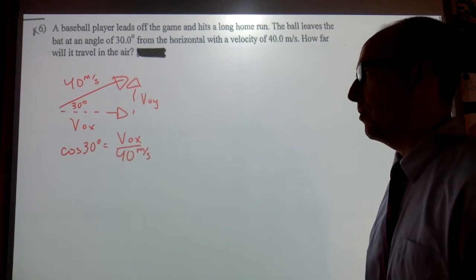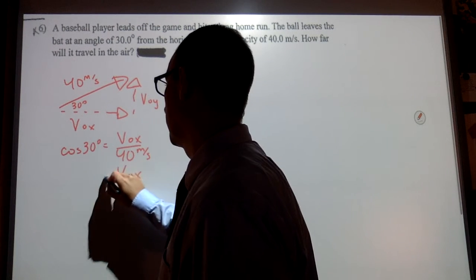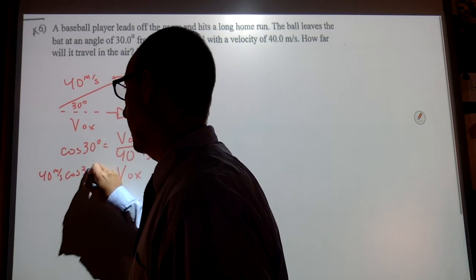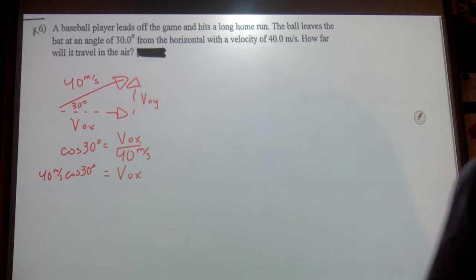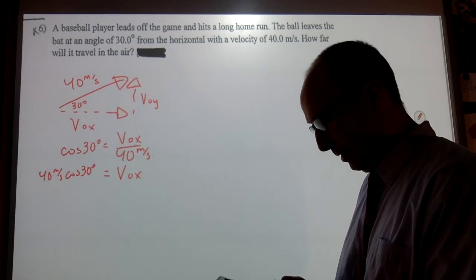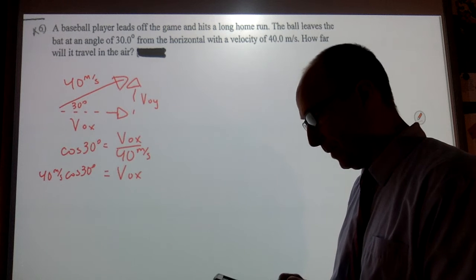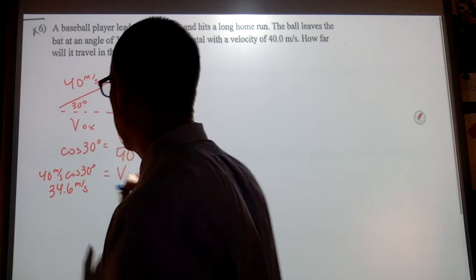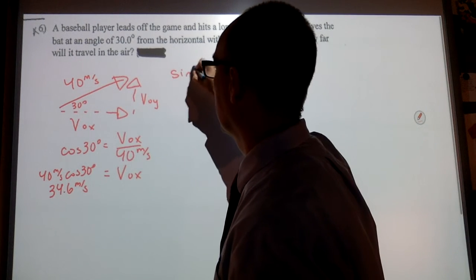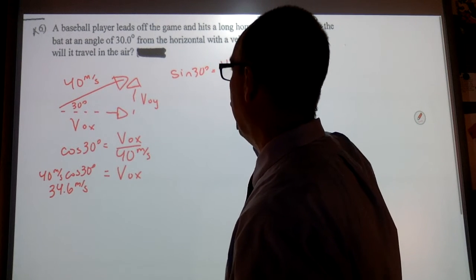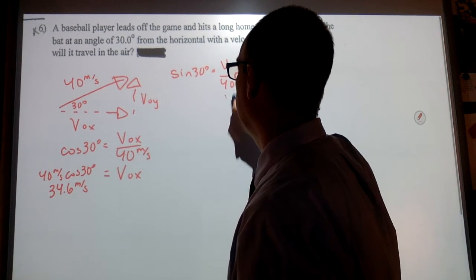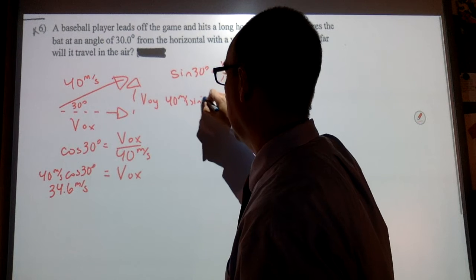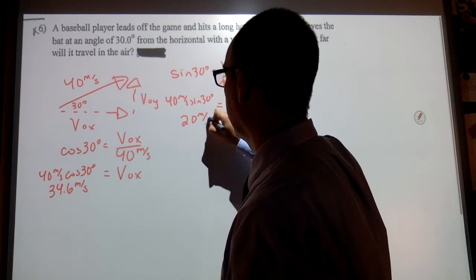v naught x over 40. So v naught x is going to be 40 meters per second cosine of 30, which I think is 34.6, but I'm going to put it in the calculator because I'm not exactly sure. Yeah, 34.6. Then for the y direction, I'm going to do sine. Now this one's going to be our opposite side over our hypotenuse. And this will be 40 meters per second times sine of 30, which is going to be 20.